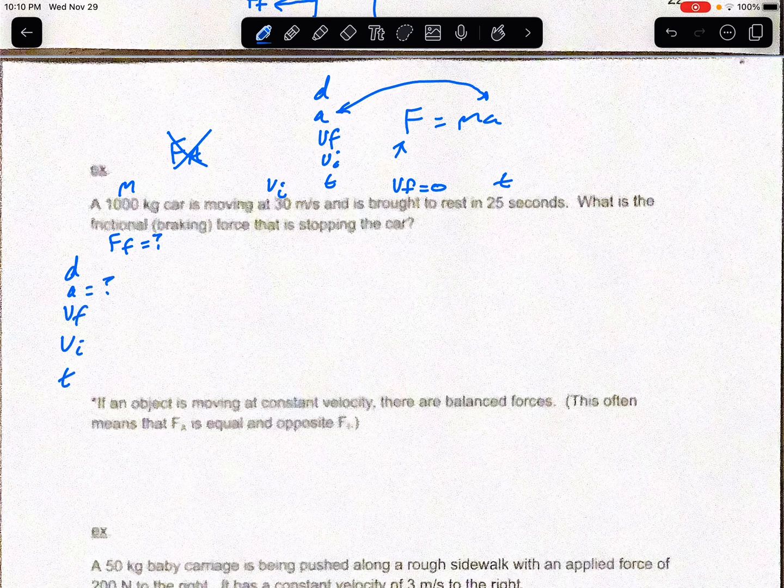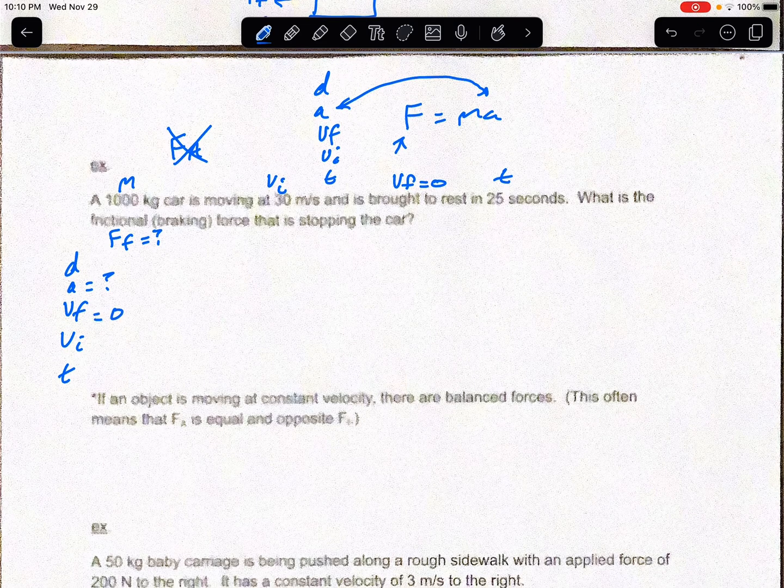Okay, so A is what we're looking for because we need it. VF would be 0, VI would be 30, time would be 25. That means we did not care about distance. So make sure you use the right equation. If you look on your Daffy T equation chart, you don't use the equation that has the question mark. So I'm not going to use equation number 2 because if you look at that equation, A is not even in it. So it's going to be kind of hard to solve for A if it's not even in the formula to begin with. So you're going to use equation number 1, which is VF equals VI plus AT. So 0 equals 30 plus A times 25.